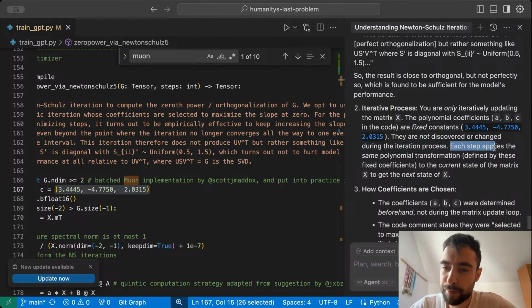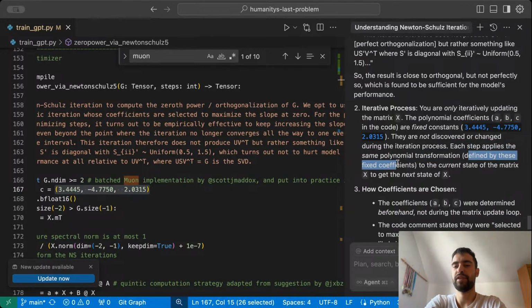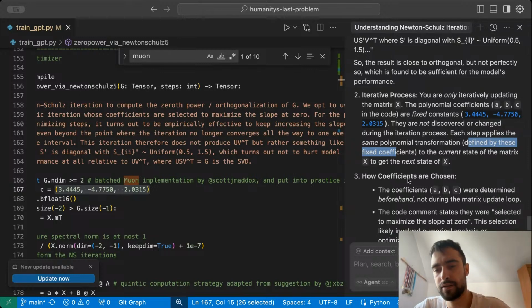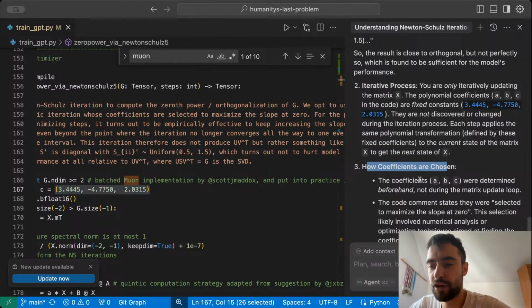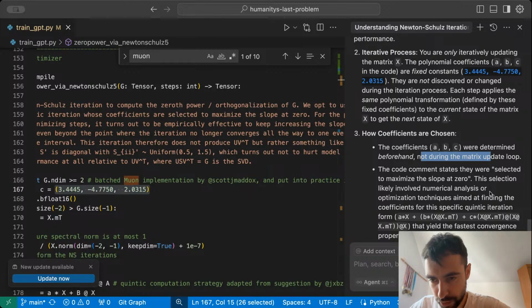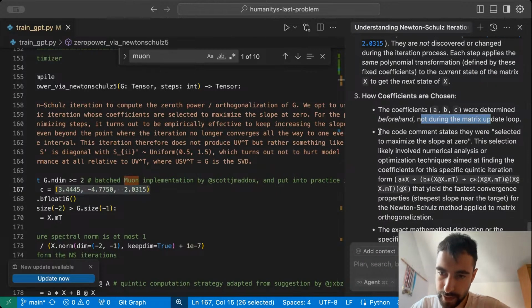Okay, each step applies the same polynomial transformation defined by these fixed coefficients to the current state of the matrix X to get the next state of X. How are coefficients chosen? The coefficients were determined beforehand, not during matrix update. The code comment states they were selected to maximize the slope at 0. This selection likely involved numerical analysis or optimization techniques aimed at finding the coefficients to be specific quintic iteration form.